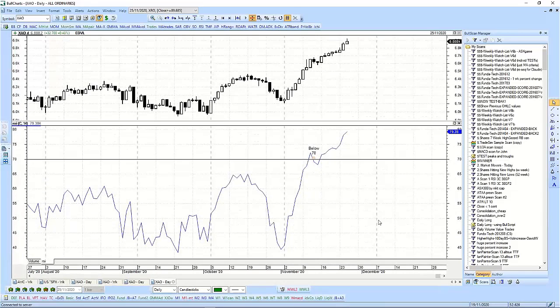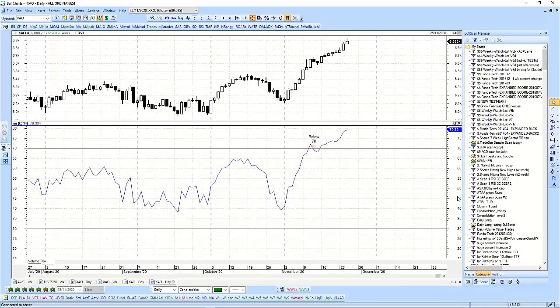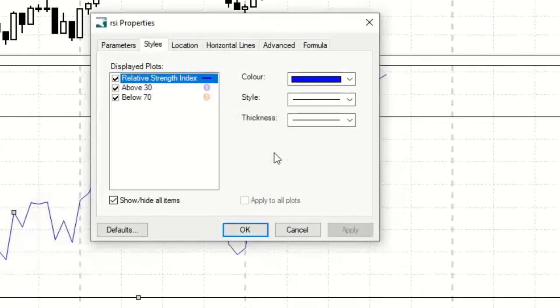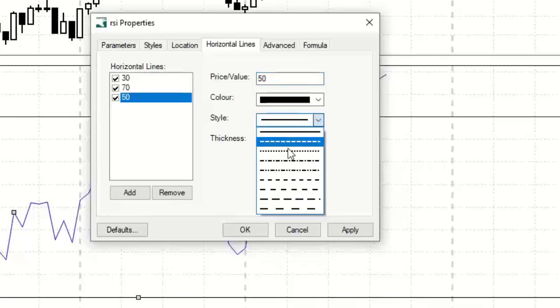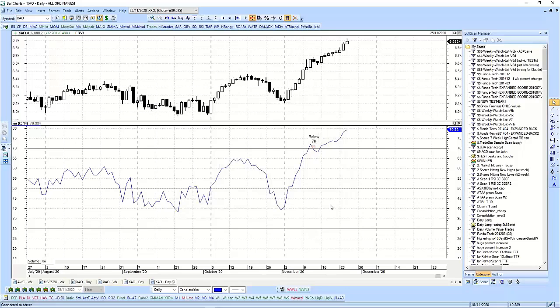Don't forget RSI is an oscillator. You can drag the vertical scale like this. By default, the 30 and 70 horizontal lines are marked. If you want, you can add your own horizontal line there, say 50 across the middle, and I'll make it a dotted line. So I know it's across the middle, because that's useful.